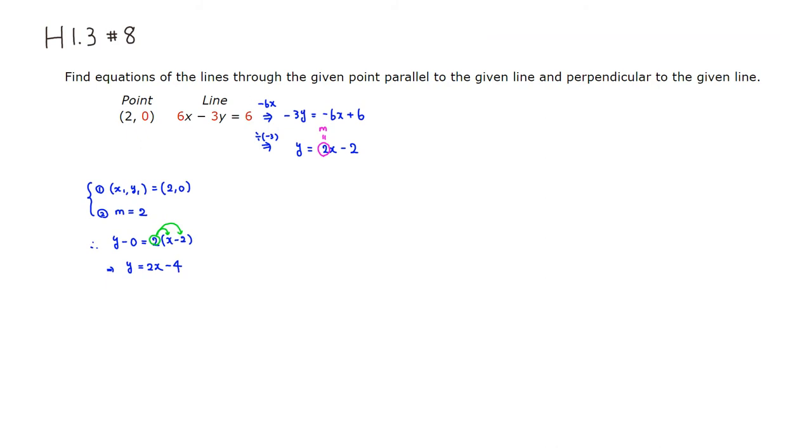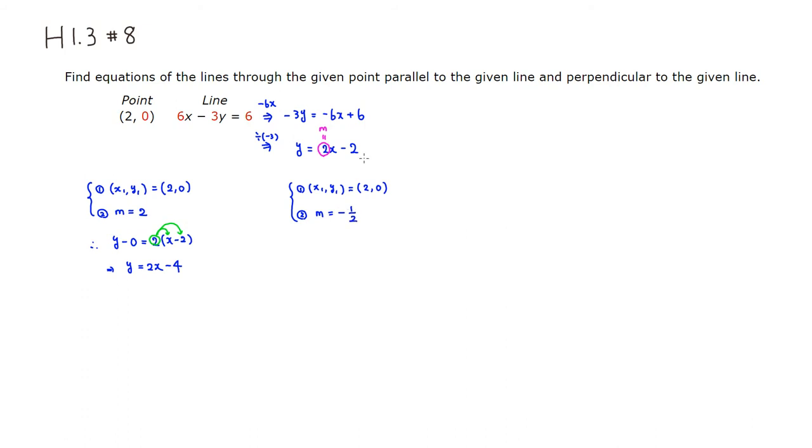For the perpendicular line, the only difference is that we have to change the slope. The point is still going to be exactly the same as before, x1, y1, which is given to be 2, 0. And second, the slope m for the perpendicular line. The given line has a slope of 2. If the line is perpendicular to this, we have to take the negative reciprocal, so it's going to be negative 1/2.